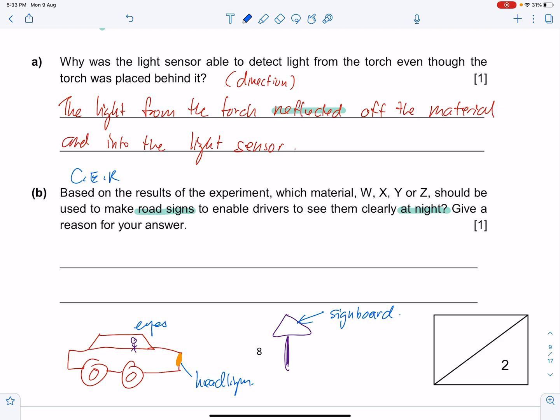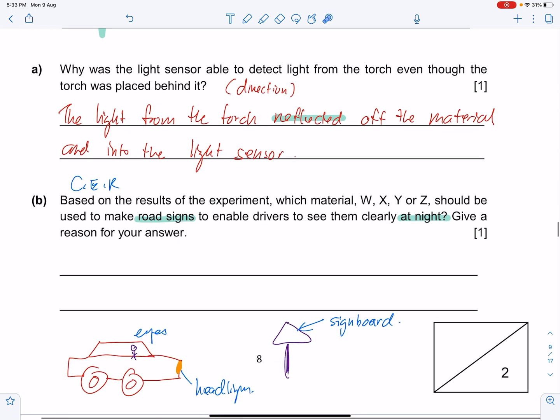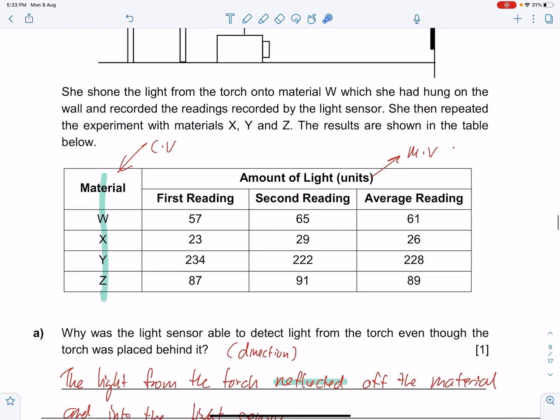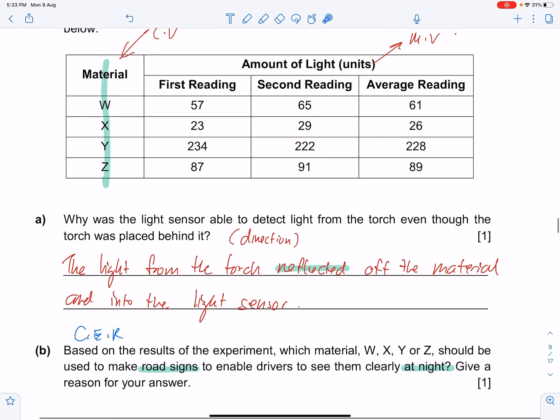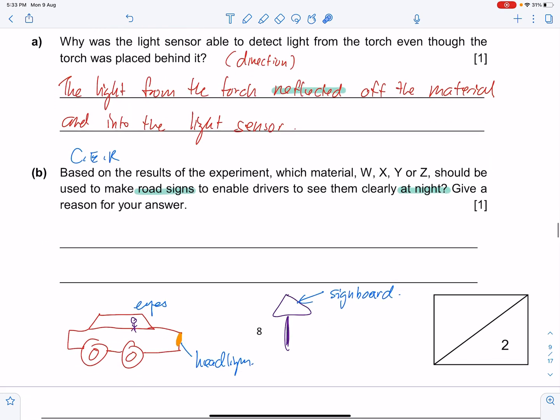So the claim in this case, if you look at your results, remember that you need the light to be reflected off. So obviously the more amount of light that gets reflected off, the better it is. So of all the materials, you would find that Y is the most reflective one, highest reflective index. How do you know that? Because your light sensor is able to detect the greatest amount of light, which means that most light must have bounced off material Y going into the light sensor.